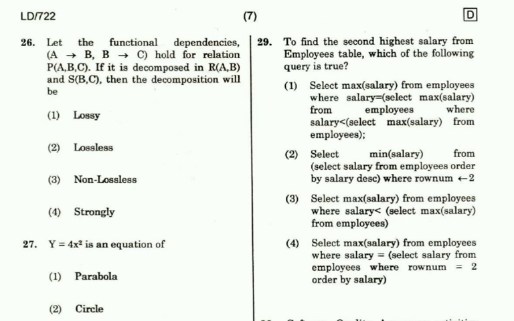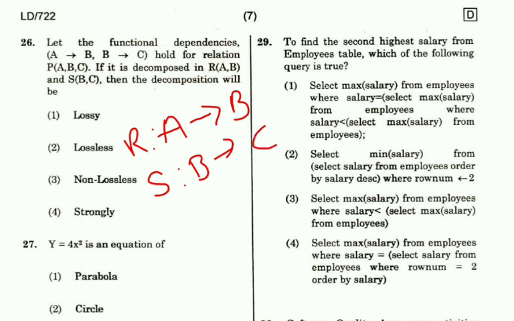To determine if the decomposition is lossy or lossless, we need to check if the common attribute is a key in either of the decomposed relations. So here R of A, B is determined. Here B is determined by A. That means A to B. Right. So this is the relation R and S. So here C is determined by B. Okay. That means if you combine this AB and BC, that is R and S.